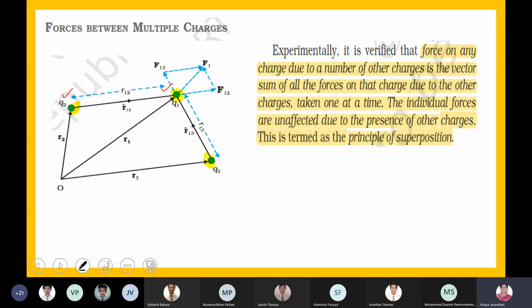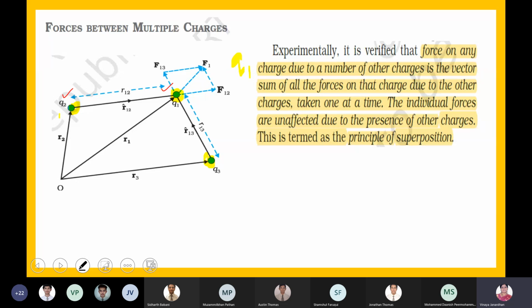Now look at the statement. Force on any charge, say here I'm taking it as Q1, due to a number of other charges. Which are the other charges? Q2 and Q3. It is the vector sum of all the forces on that charge due to the other charges, taken one at a time. The individual forces are unaffected due to the presence of other charges. So this is termed as principle of superposition. Do you understand this, boys?